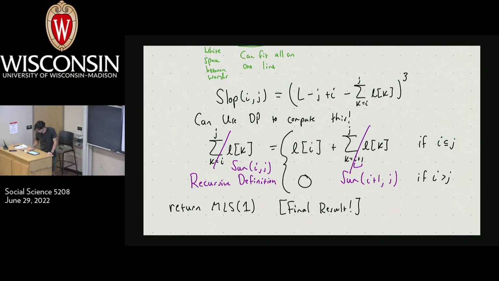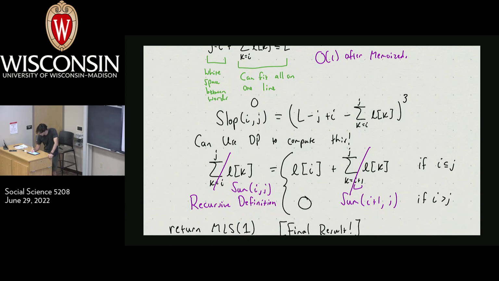Yeah, so to compute this, we have two indices, i and j. Each one is between 1 and n, roughly. So you have O of n values for each of these. So you have O of n squared subproblems. Each one is going to be constant time, assuming we've already computed the sum. So it's O of n squared.